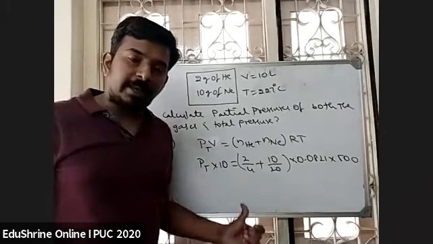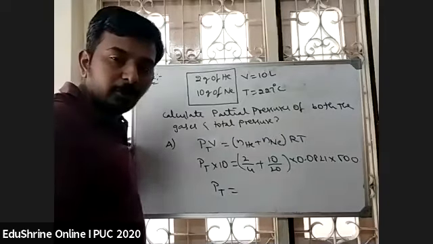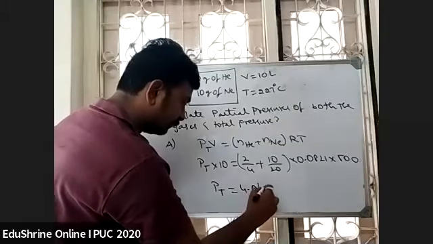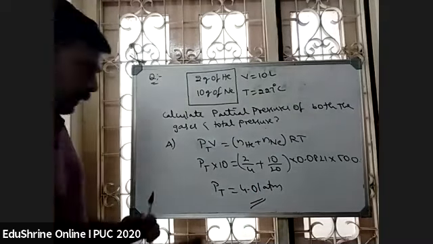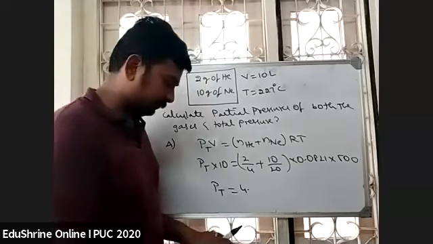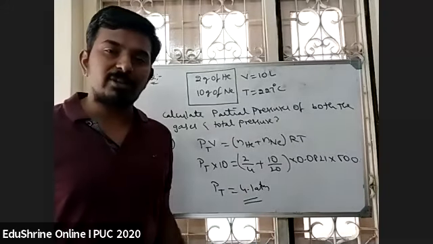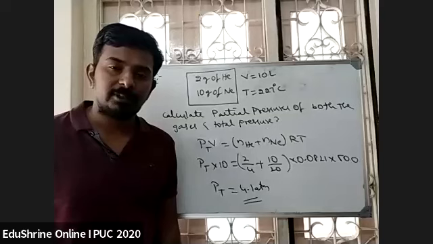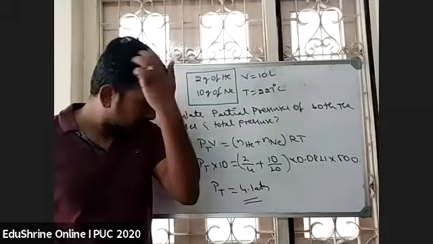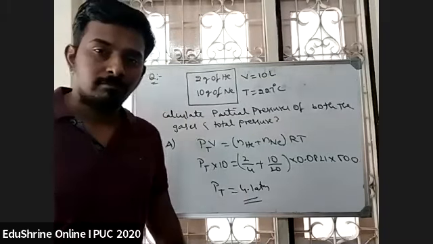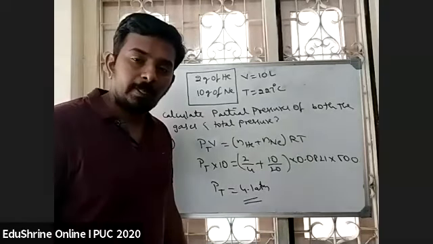Correct? First I am calculating total pressure. So how much will you get, students? Same value you will get. 4.1. Once you can check. 4.105, roughly 4.1. Okay. Correct.